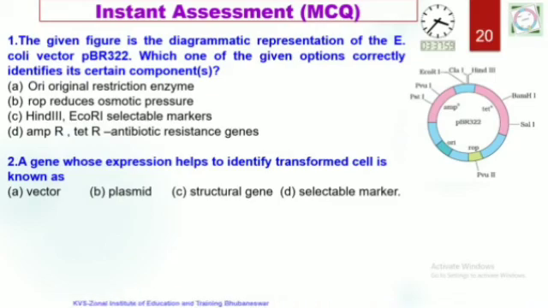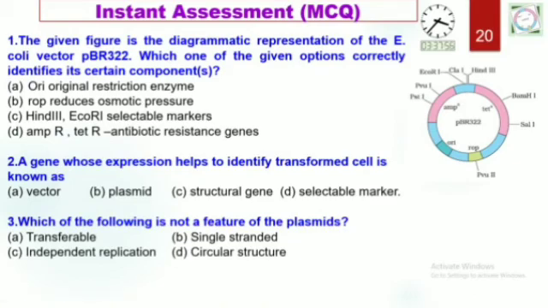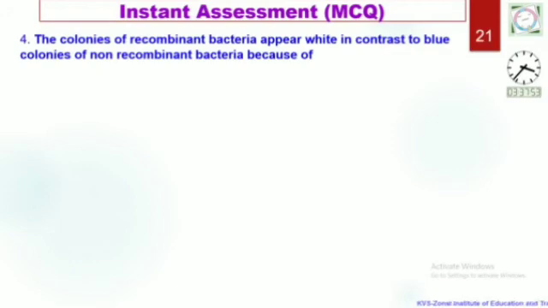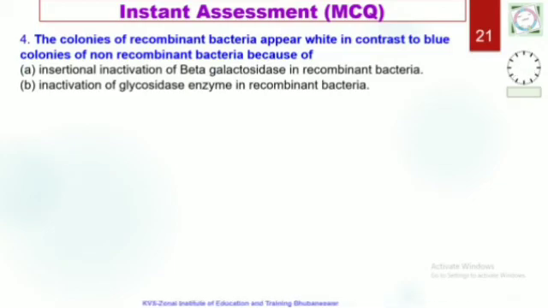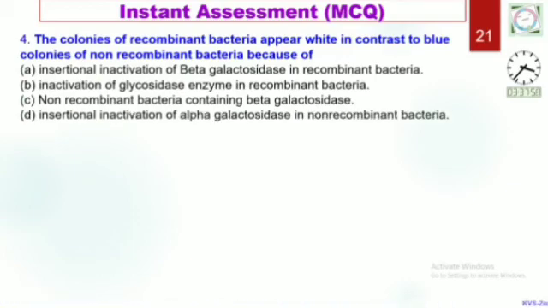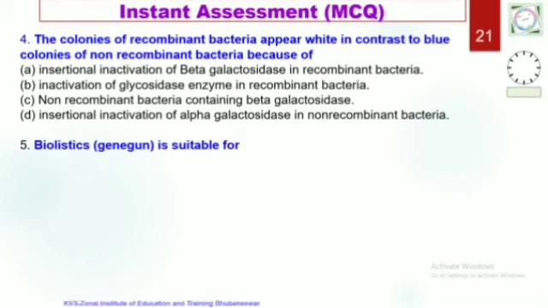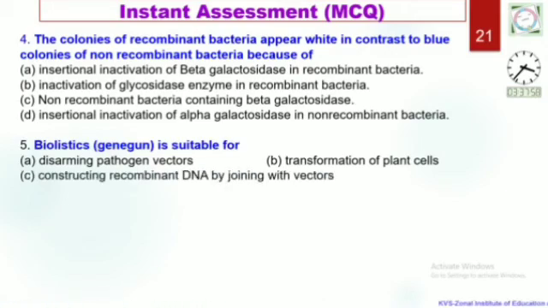A gene whose expression helps to identify a transformed cell is known as: vector, plasmid, structural gene, selectable marker. Which of the following is not a feature of plasmid? Transferable, single-stranded, independent replication, circular structure. Next question. The colonies of recombinant bacteria appear white in contrast to blue colonies of non-recombinant bacteria because of insertional inactivation of beta-galactosidase in recombinant bacteria, inactivation of glycosidase enzyme in recombinant bacteria, non-recombinant bacteria containing beta-galactosidase, or insertional inactivation of alpha-galactosidase in non-recombinant bacteria. Biolistics or gene gun is suitable for disarming pathogen vector, transforming plant cells, constructing recombinant DNA by joining with vectors, and DNA fingerprinting.